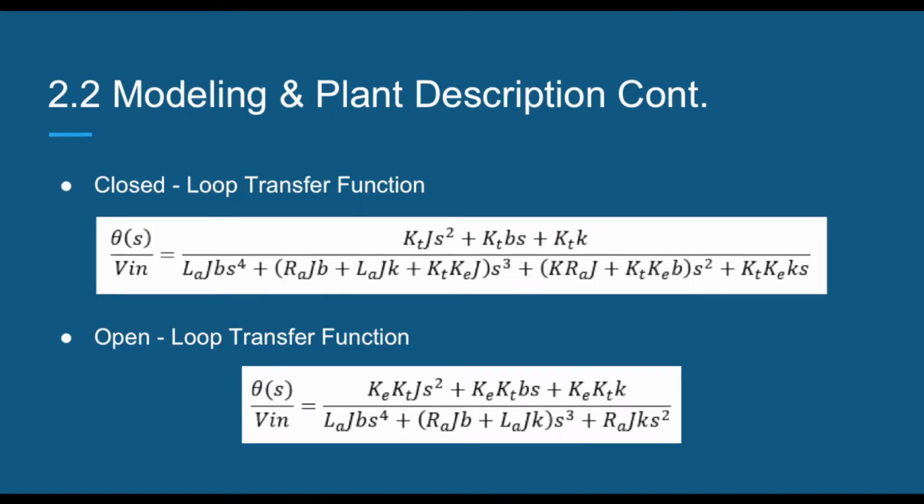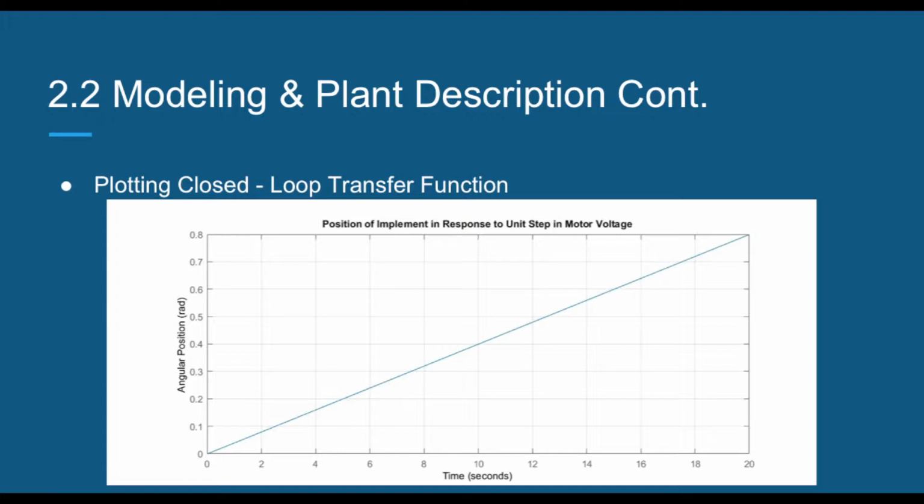These are the closed loop and open loop transfer functions derived from the block diagram on the previous slide. When we plotted the closed loop transfer function with resistance and inductance values of 0.5 and all other values at 25, the step response plot seen on screen was obtained.